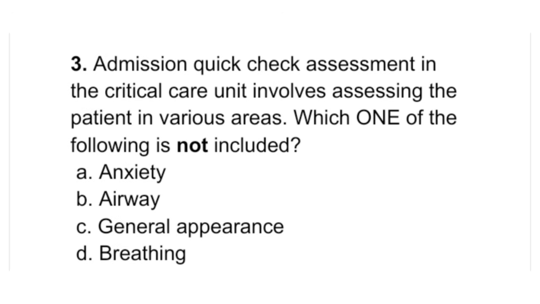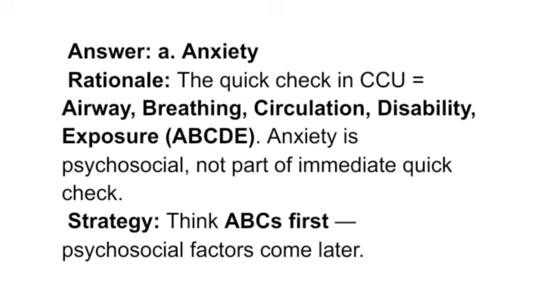3. Admission quick check assessment in the critical care unit involves assessing the patient in various areas. Which one of the following is not included? A. Anxiety. B. Airway. C. General appearance. D. Breathing. Answer: A. Anxiety. Rationale: the quick check in CCU equals airway, breathing, circulation, disability, exposure, ABCDE. Anxiety is psychosocial, not part of the immediate quick check. Strategy: think ABCs first, psychosocial factors come later.